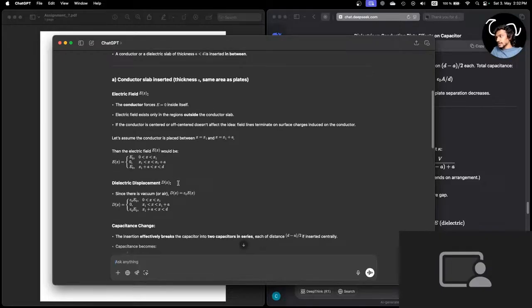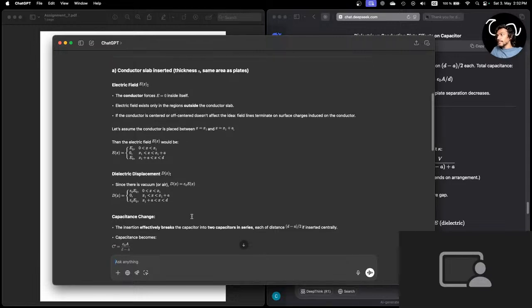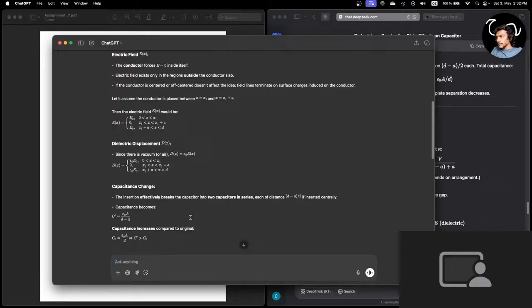Dielectric displacement D of x: since there's vacuum or air, D of x equals epsilon 0 E of x. So D of x is epsilon 0 E0 outside the conductor. The insertion effectively breaks the capacitor into two capacitors in series, with distance d minus a over 2 each if inserted centrally. The capacitance increases compared to the original.